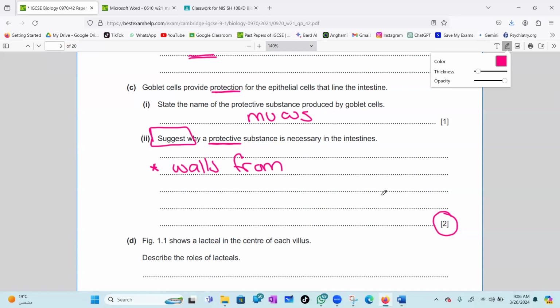It will protect the walls of the intestine from any change of pH, whether acidic or basic, but it's very basic in this one. And it will protect it also from what? Always look at the number of marks provided by the question. This is not enough. This will give you 1 mark out of 2. Think, this is the suggest question. So what do you have in the intestines that needs protection?